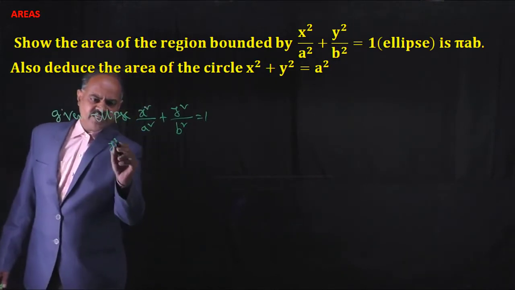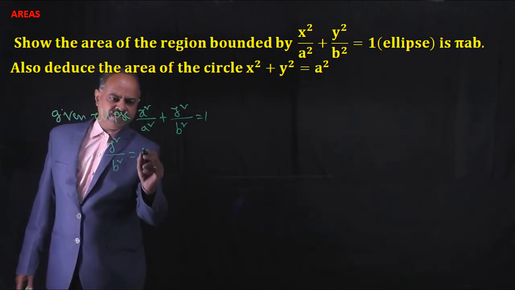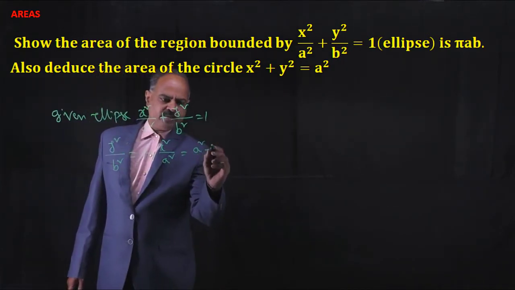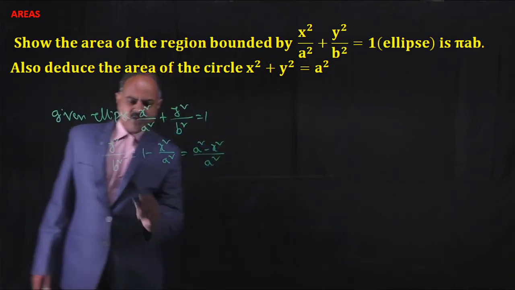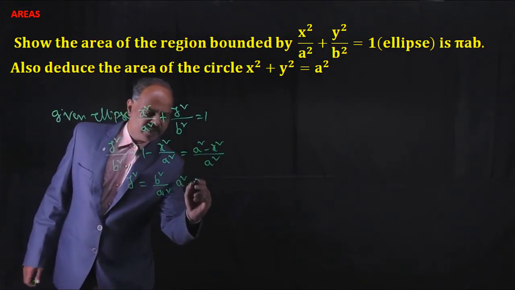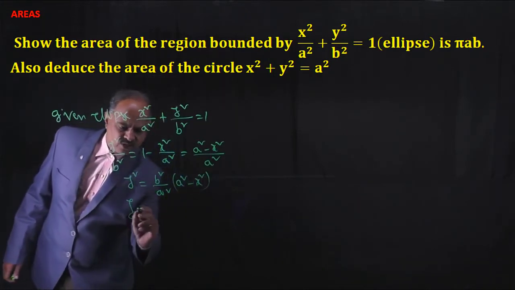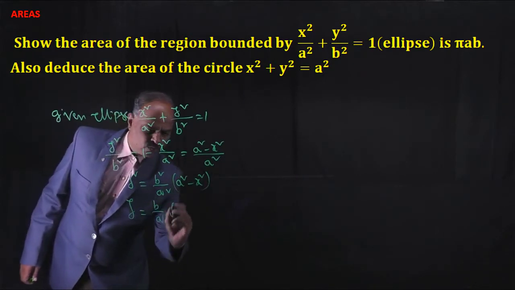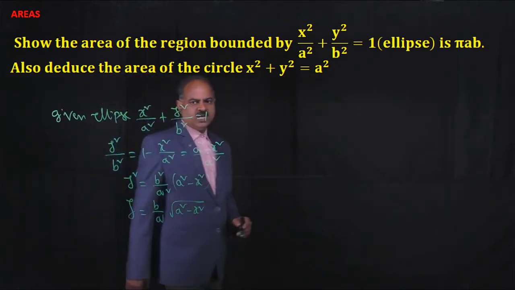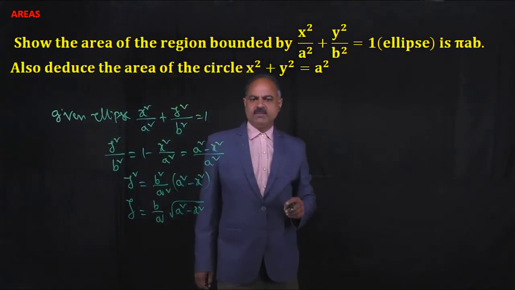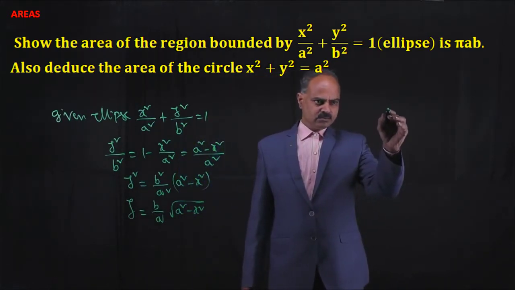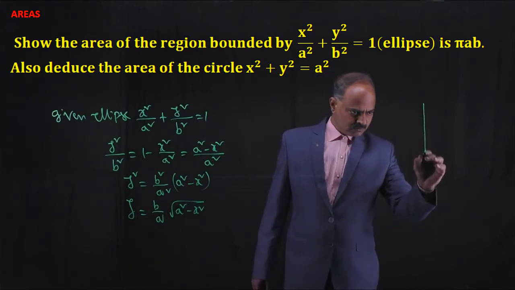So this implies y square by b square equal to 1 minus x square by a square. So that is equals to a square minus x square by a square. So y square equal to b square by a square into a square minus x square. Y equal to b by a into root over a square minus x square. First draw the ellipse x square by a square plus y square by b square is equals to 1. This is the y-axis.